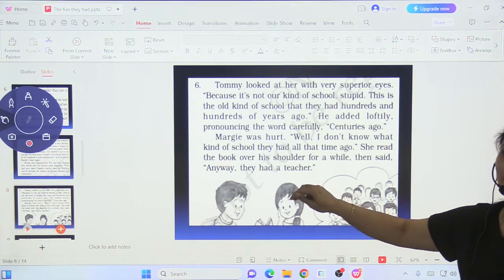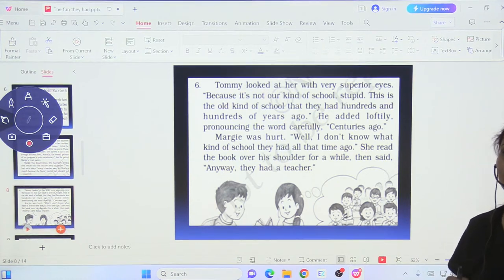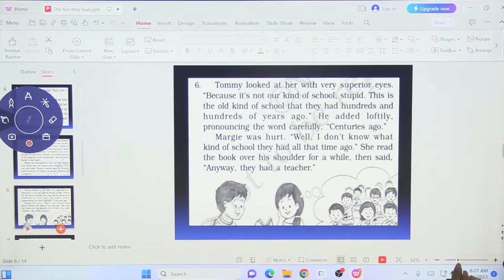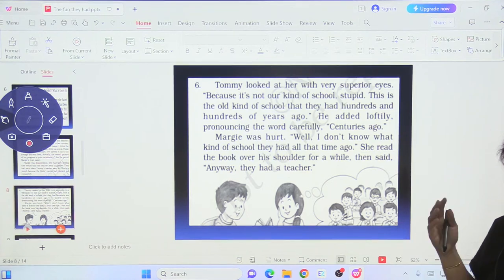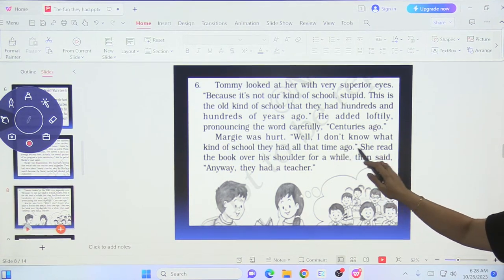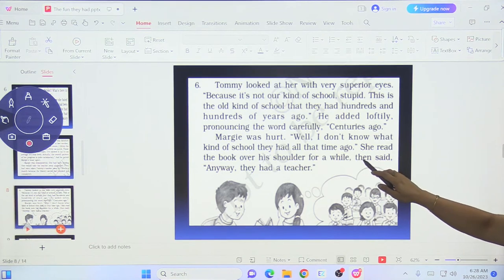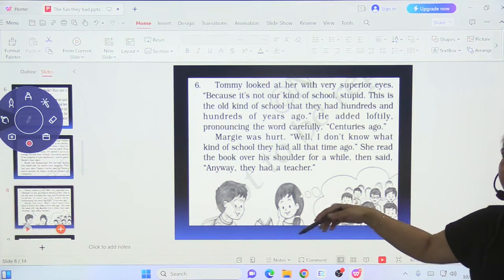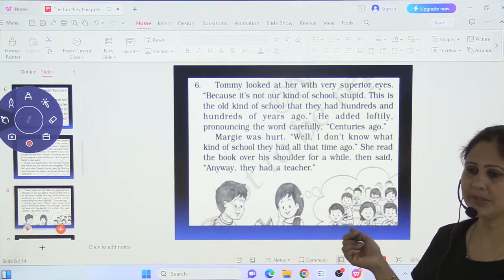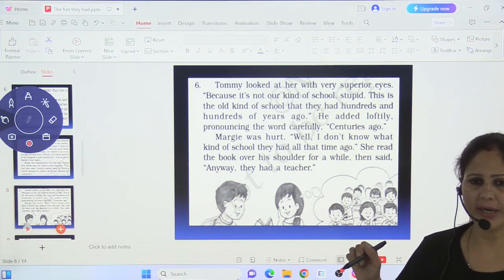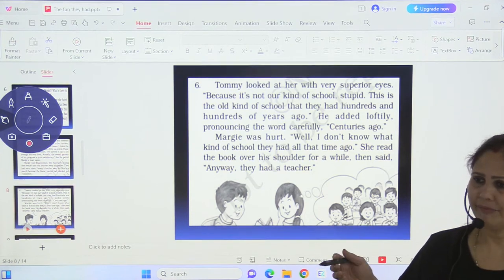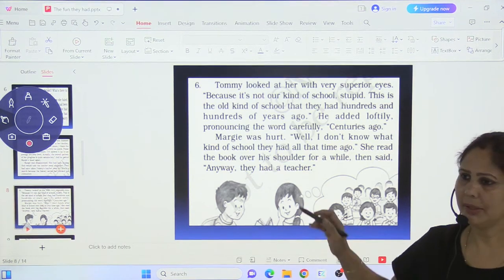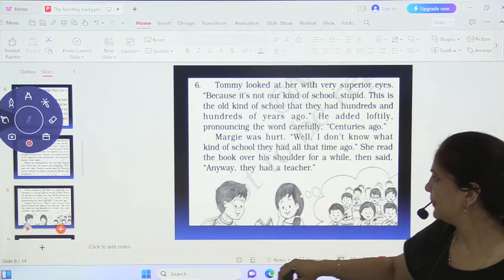Now at this time, Margie felt really hurt. Why did she feel hurt? No, actually she doesn't know much about those kinds of school. "Well, I don't know what kind of school they had all that time ago." She read the book over his shoulder for a while, then said, "Anyway, they had a teacher." So she tried to read it, and then finally she tried to convince herself by saying, whatever kind of school it may be, there was a teacher.